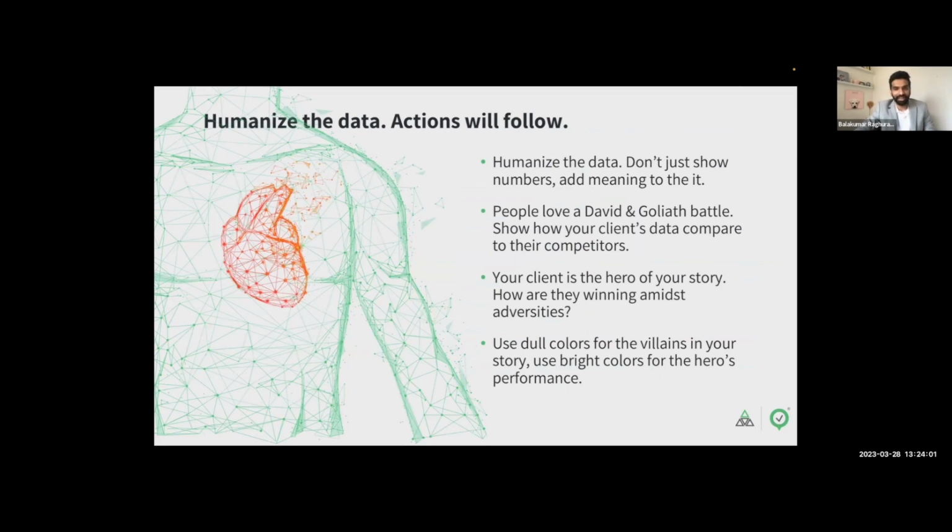People love a David and Goliath battle, right? So people want to compare themselves to their competitors. They want to compare against past performance. And your client is the hero of your story, right? How are they winning amidst all the adversities that they have? And we use dull colors for the villains throughout and bright colors for the heroes. And you'll see that throughout this presentation that I did.